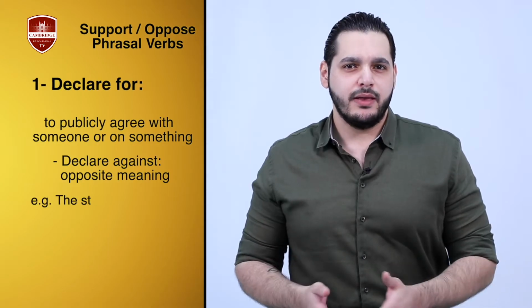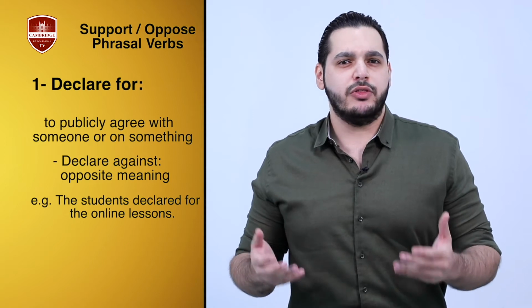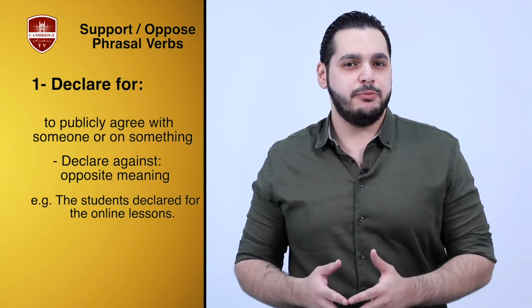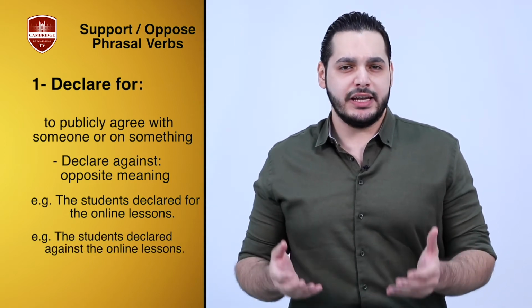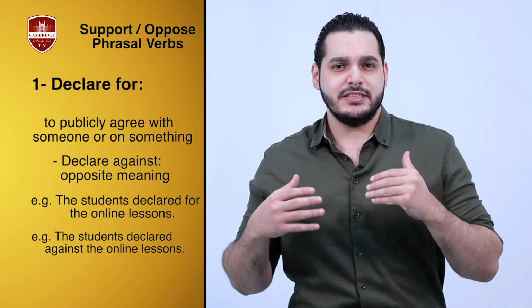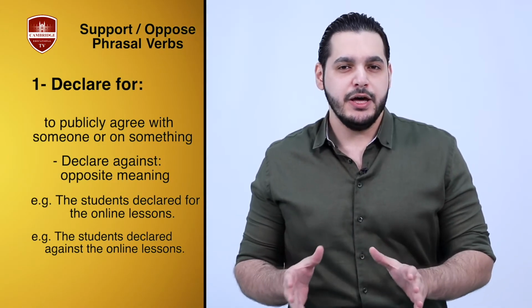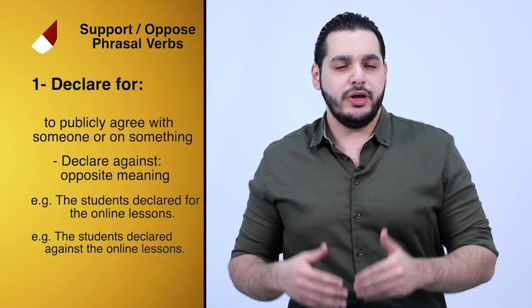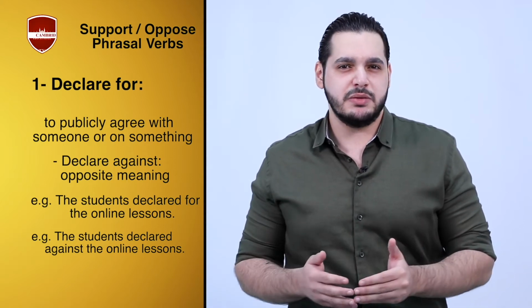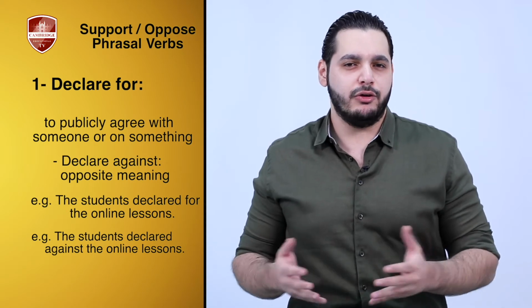Let's have some examples. Example 1, the students declared for the online lessons. Example 2, the students declared against the online lessons. In the first example, we understand that the students supported and agreed on the online lessons publicly. But in the second example, we understand that the students did not support and did not agree on the online lessons.